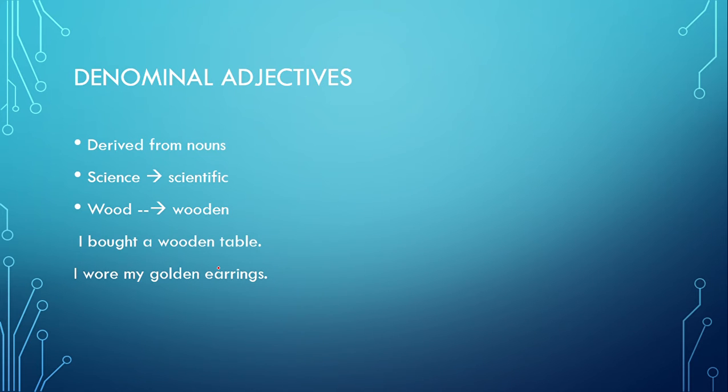Then comes denominal adjective. Denominal adjectives are basically derived from nouns. For example, scientific from science, wooden from wood. Don't get confused between the adjectives that were derived from the proper noun. This one is derived from the common nouns. For example, if I say I bought a wooden table, now this wooden is actually a denominal adjective and it is telling the quality of the table and what sort of table it is, that is wooden table. I wore my golden earrings. Now this golden is modifying earrings and telling us about the kind of earrings.